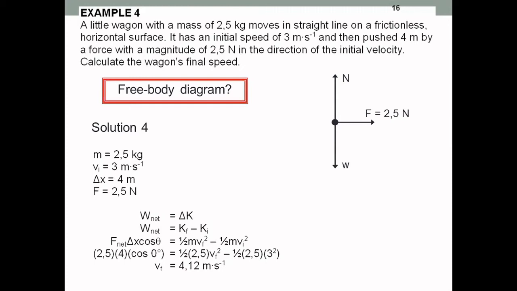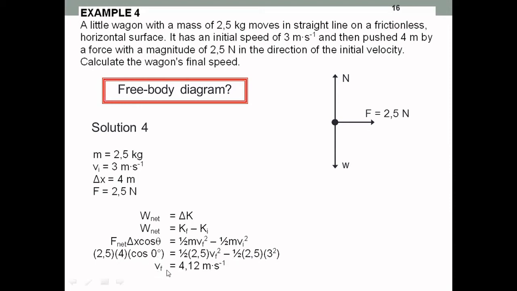Then we use work net equal to change in kinetic energy. Then we substitute F net there. Frictionless surface, which means F net is the same as the applied force. Then we put 2.5, displacement is 4. The angle between F net and the displacement is 0. The mass is 2.5. The final velocity is what we are looking for.